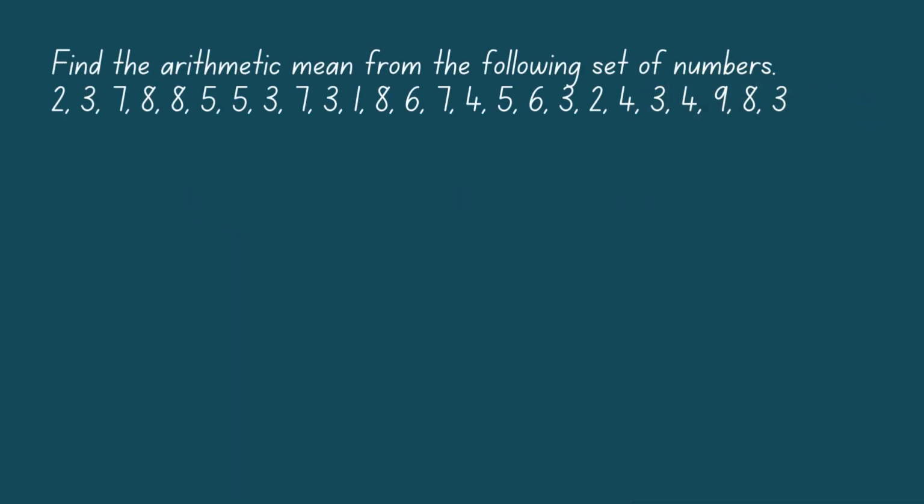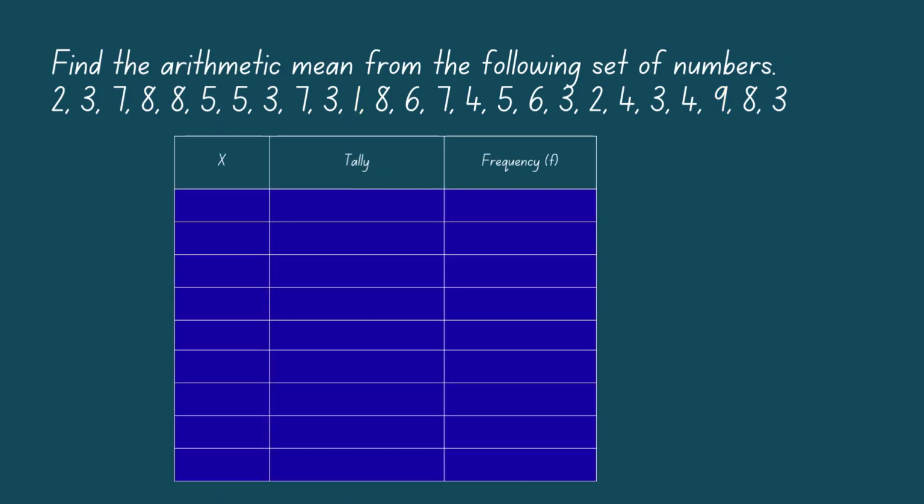Find the arithmetic mean from the following set of numbers. And we have got a bunch of numbers here. First of all, let's find out which is the smallest number. The smallest number here is 1, and the largest number we have here is 9. So next we make a table. This table has 3 columns. The first one is marked as X, the second one is marked as tally, and the third one is marked as frequency F.